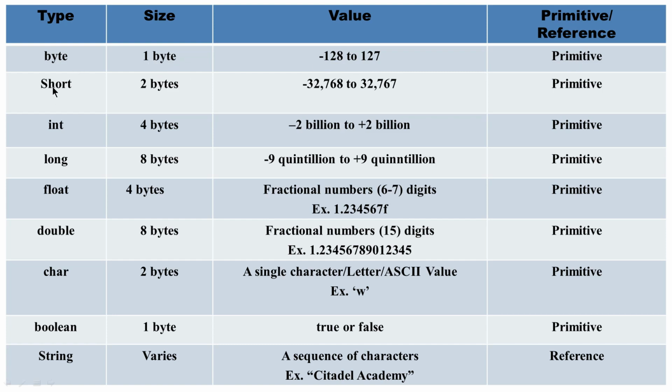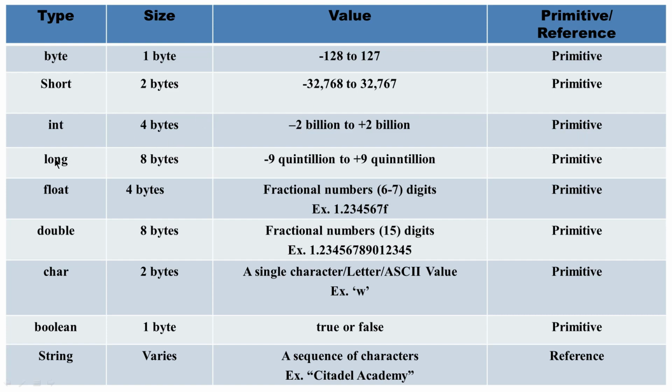We have the short data type. The short data type stores values ranging from -32,768 to +32,767, and it is a primitive data type. The size it occupies is 2 bytes. We have the int data type. The int data type stores values ranging from -2 billion to +2 billion, and it is a primitive data type. The size it occupies is 4 bytes.